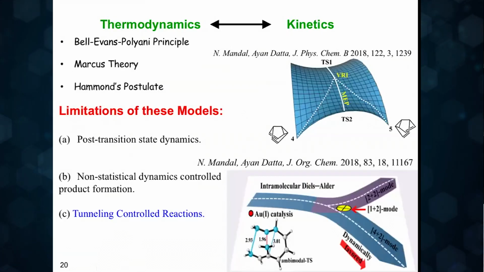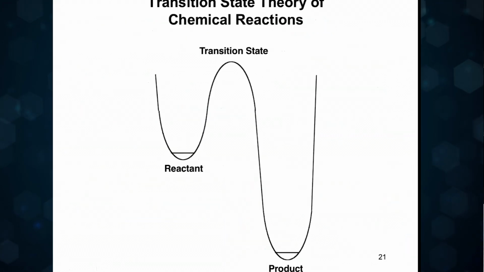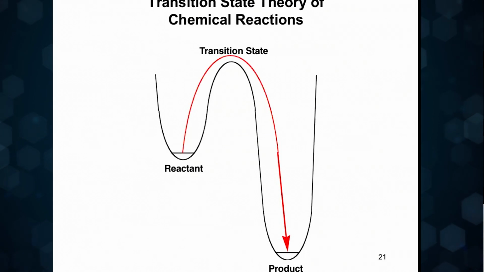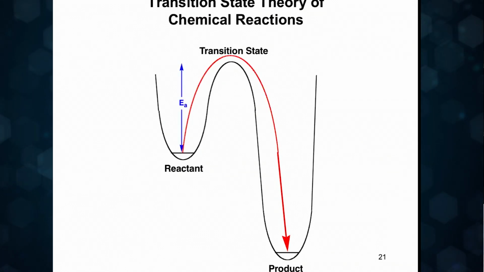Now, there is another limitation, which we are going to look at for some time. These are examples of what are called tunneling controlled reactions. Let us go back to our model. We have a reactant and a product, and typically most molecules, whether we are looking at Hammond's postulate or Marcus theory or the Bell-Evans-Polanyi principle, all have to climb the transition state. The energy difference between the transition state and the reactant is what is called the activation energy.